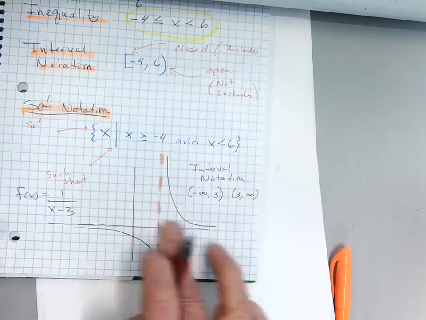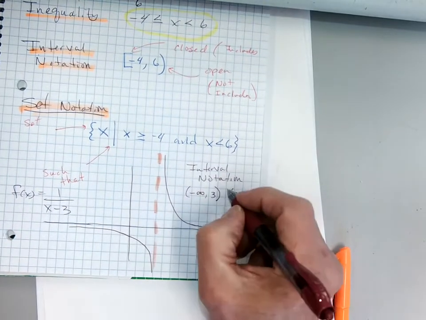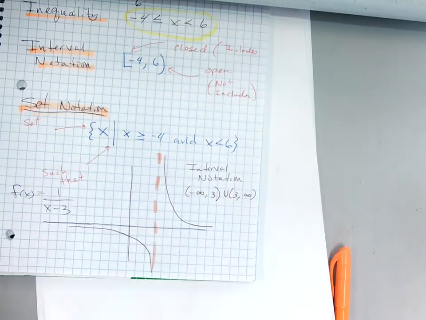Now I want to take inclusion of both. I want to just make sure I have this half of the graph and this half of the graph. So it's a union.